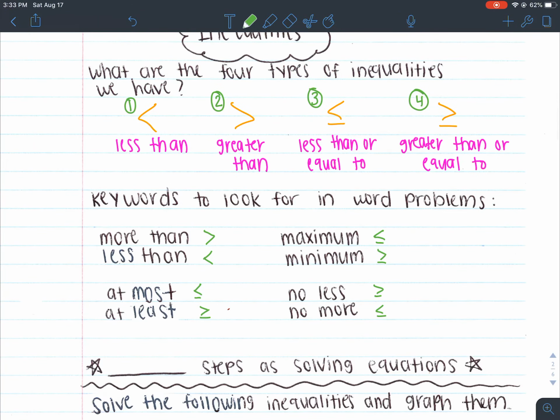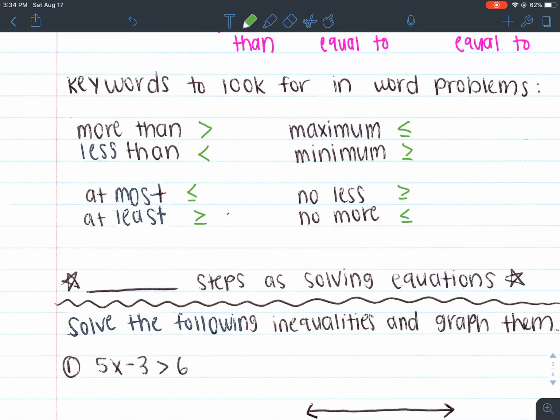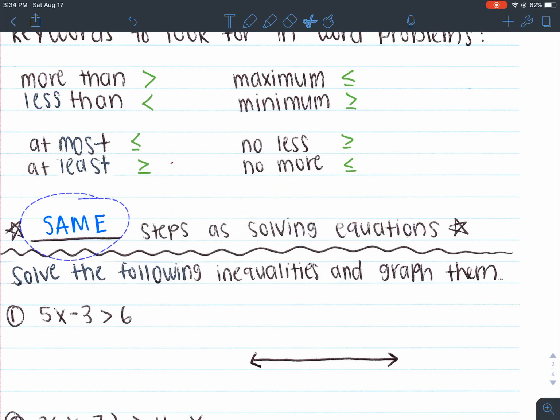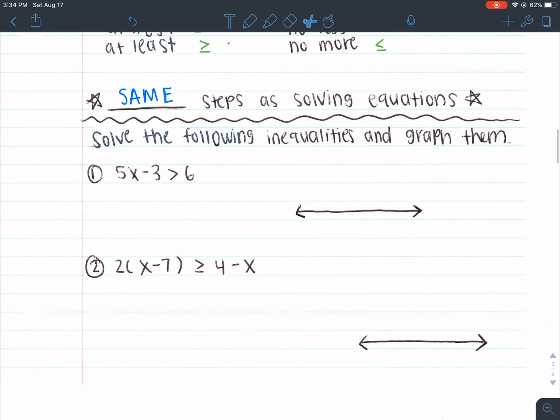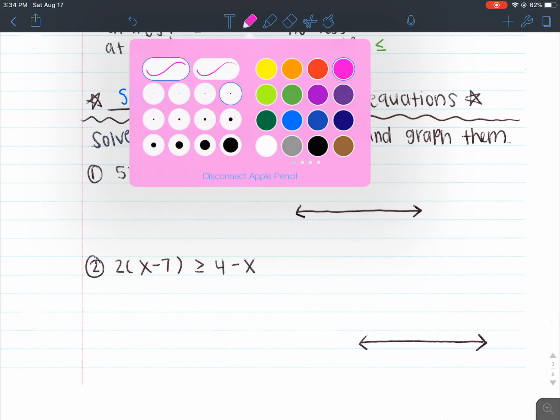Okay, all right. Now I have a little star here: steps to solving equations. We just learned how to solve equations in the last set of notes. The steps for solving an inequality are the exact same. Nothing different. There is one extra thing you might have to worry about, and we'll talk about that after we do a couple problems, but you do want to know that they're the same exact steps.